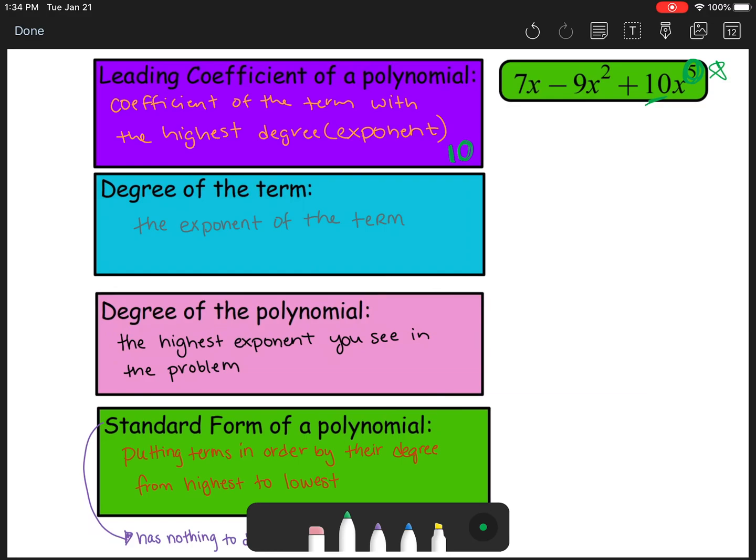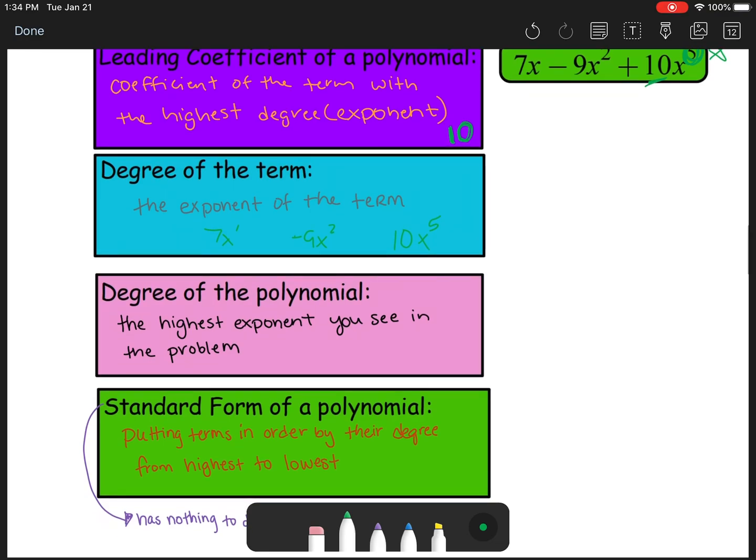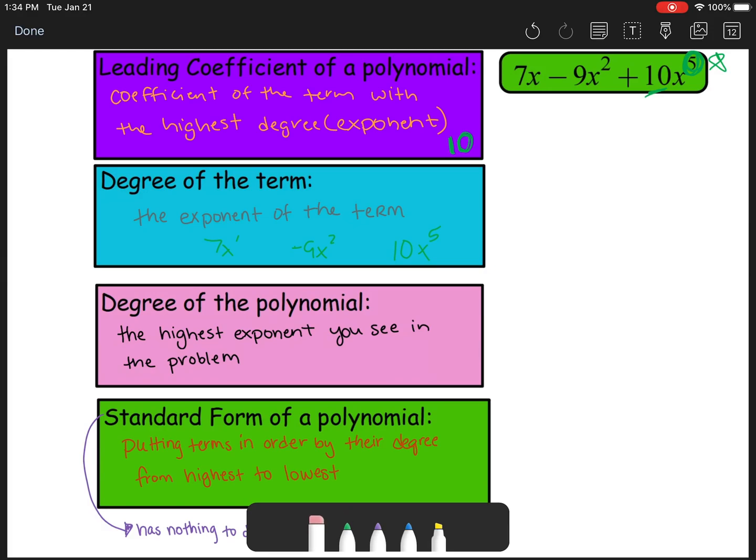Degree of the term, that's the exponent of each term. So 7x has a degree of 1, negative 9x squared has a degree of 2, and 10x to the fifth has a degree of 5. Degree of the overall polynomial is the highest exponent that you see in the problem. So looking at this problem, since 5 is the highest exponent, that would be the degree of our polynomial.